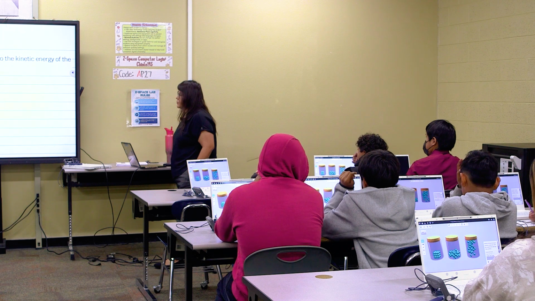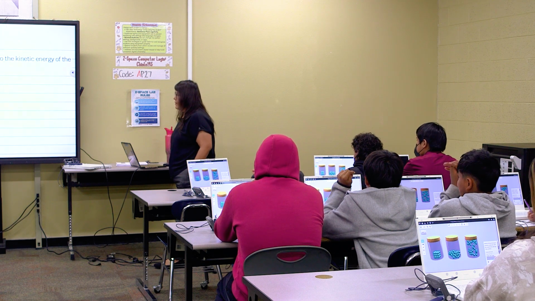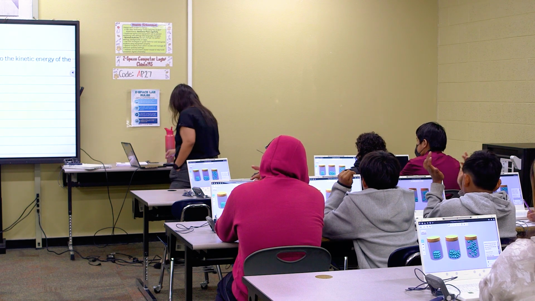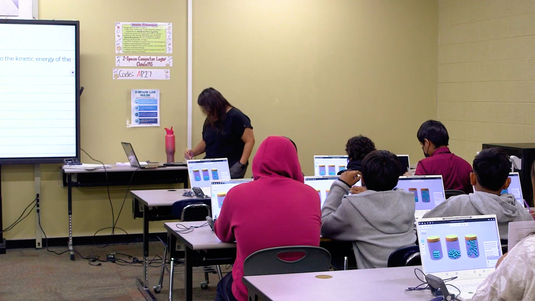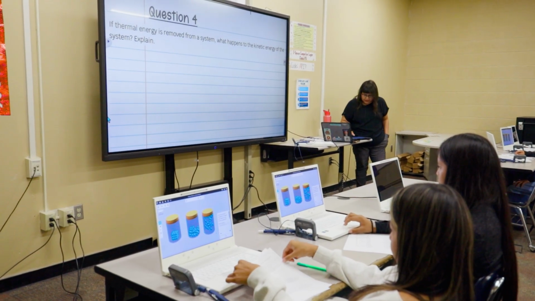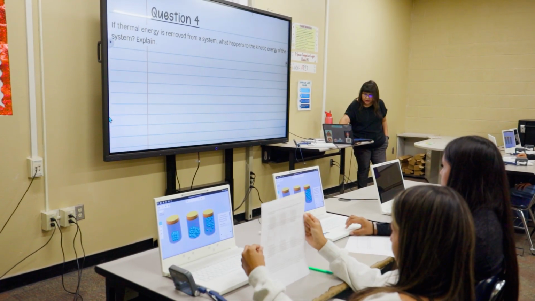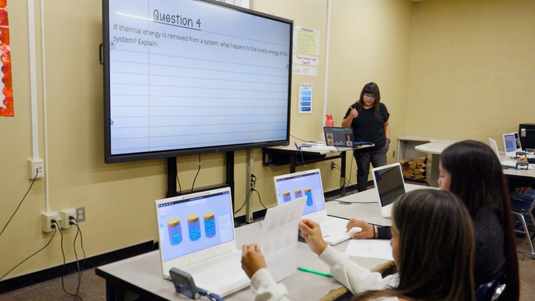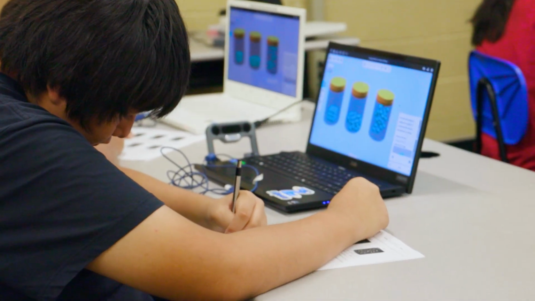If thermal energy is removed from a system, what happens to the kinetic energy of the system? So we're gonna restate and answer that. You don't have to type it, you're just writing them down. Are there any questions? So we don't have a lot of time in the zSpace lab to begin with, so just printing it and having it readily available for students, it's a lot easier that way.